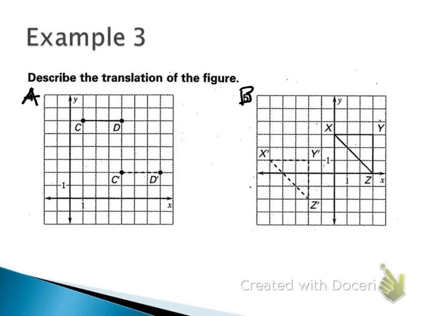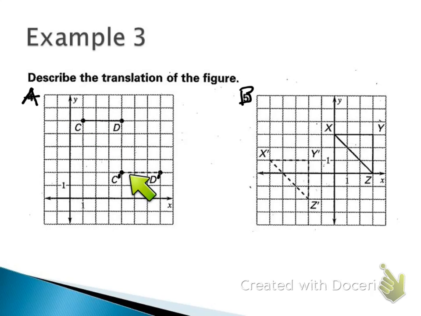So we are trying to describe the translation. You can see here that this is point C, and this is point C prime. Everybody see the little prime? It's right there, it's kind of hard to see. Now I see it. I'll add it. And then this is the original D, and this down here is D prime. Everybody see that? So you always start with the original, and you move to the prime.